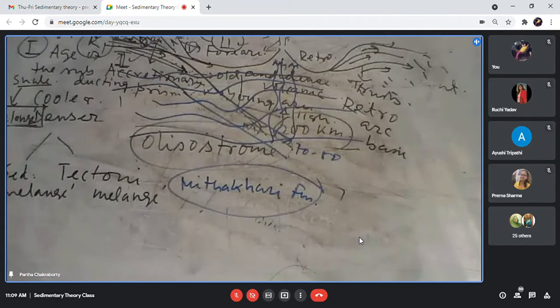The volcanic lithic clast. When I taught petrography and tectonic discrimination, I discussed these things.